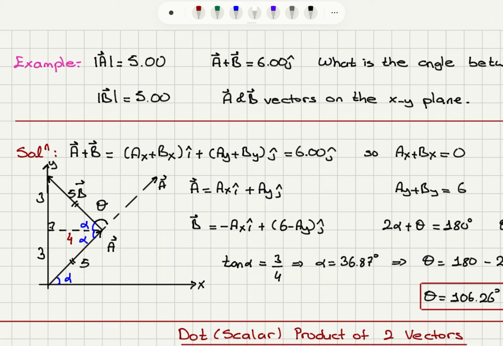So because the sum of the y components has to be 6, by dropping this perpendicular here, I can see that this is going to be 3, this is going to be 3. Therefore, this is a 3, 4, 5 triangle.